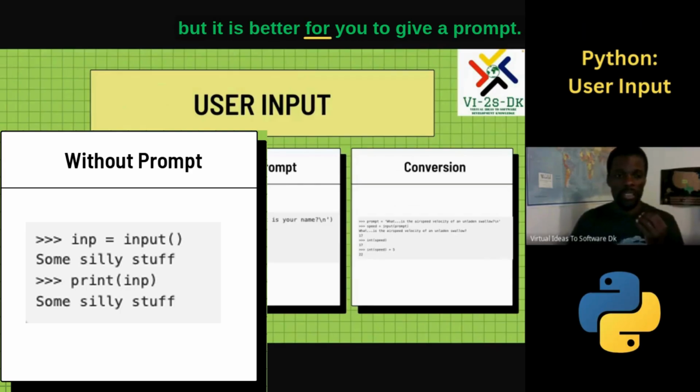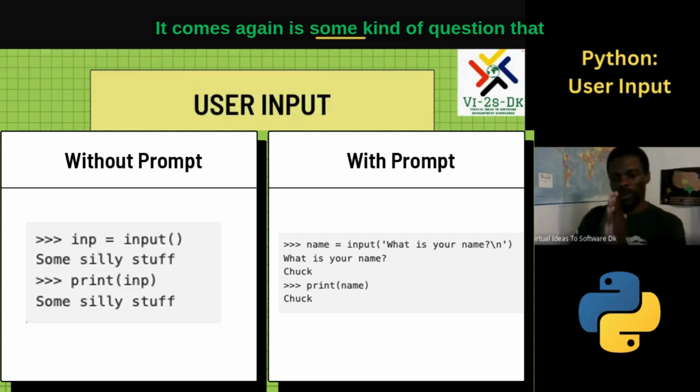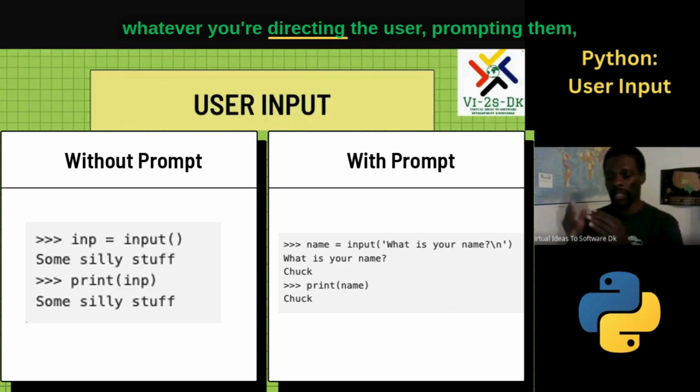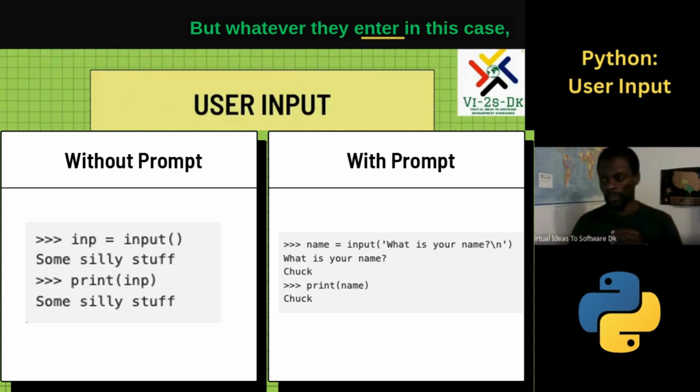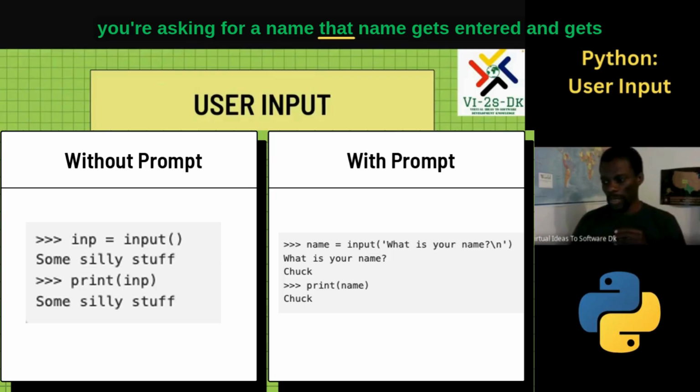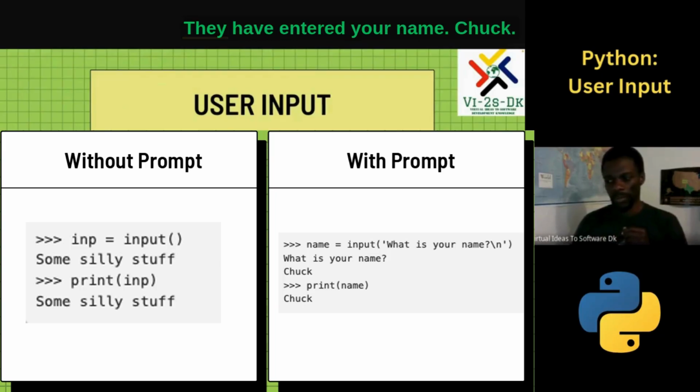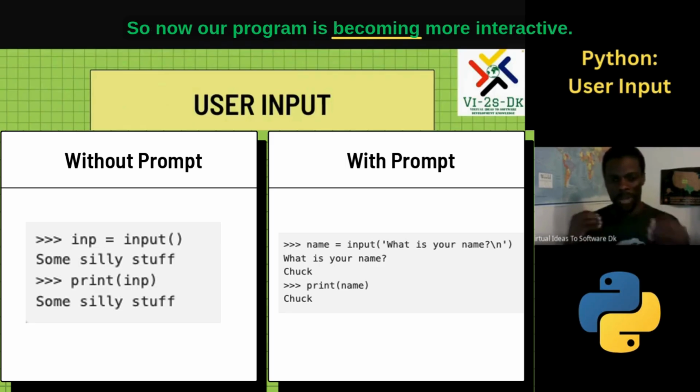But it is better for you to give a prompt. A prompt is some kind of question that you're asking the user, directing them, like enter your name or enter your age or enter your date of birth. In this case, you're asking for a name. That name gets entered and saved in this variable called name. They have entered their name, Chuck. Now you print the name, and it prints out Chuck. So now our program is becoming more interactive.